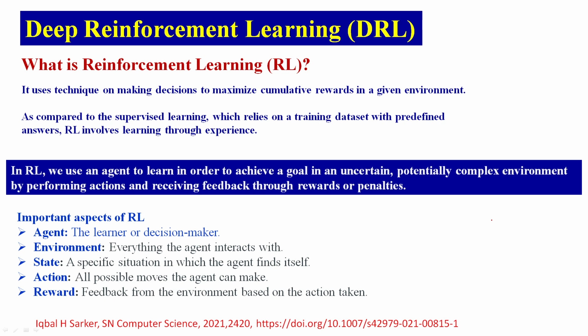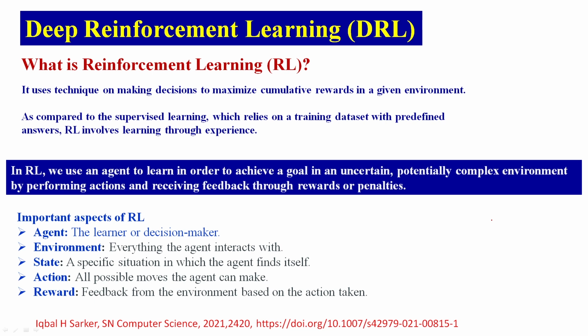So, as compared to supervised learning, which basically relies on a training data set with predefined answers, RL involves learning through experience, and this experience is by doing an action, finding out whether the action leads to rewards or penalties. Okay, I hope it is clear. That is it. This is agent based learning, by the way, from a very layman point of view, but the agent learns by performing certain actions and receiving feedback. So, the action can give you rewards or penalty, and the idea is to do this kind of thing in a potentially complex environment.